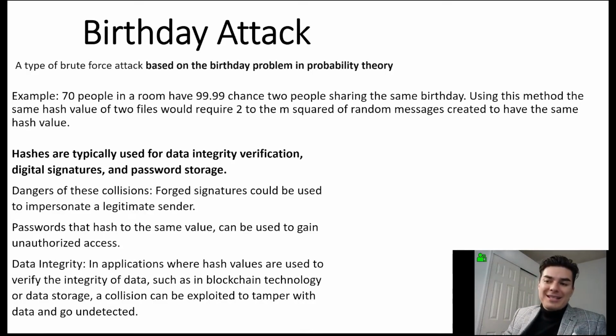So why this is dangerous is that, well, hashes are used for integrity verification, digital signatures, and password storage. So what could happen? Well, with forged signatures, they could be used to impersonate a legitimate sender. With passwords, they could be used to gain access to those unauthorized systems. With data integrity, well, where hash values are used to verify the data integrity, make sure nothing's changed, the collision can exploit that and tamper the data and completely change it, and you wouldn't even know because it would go on undetected.